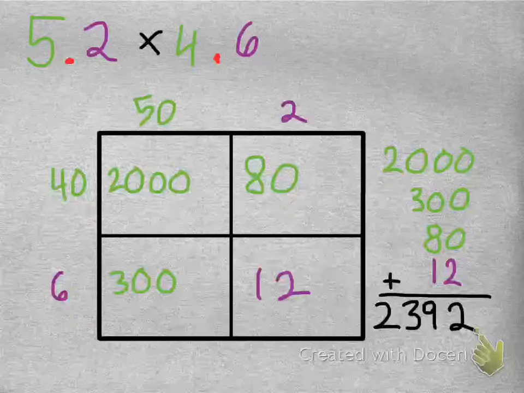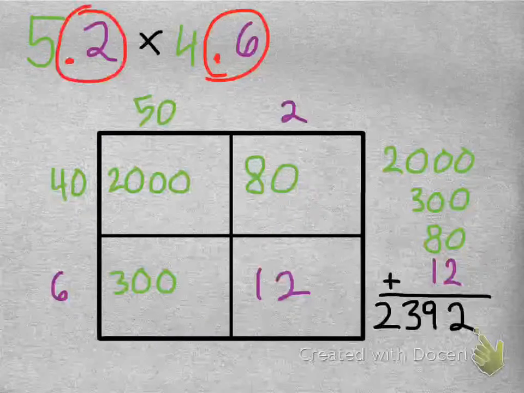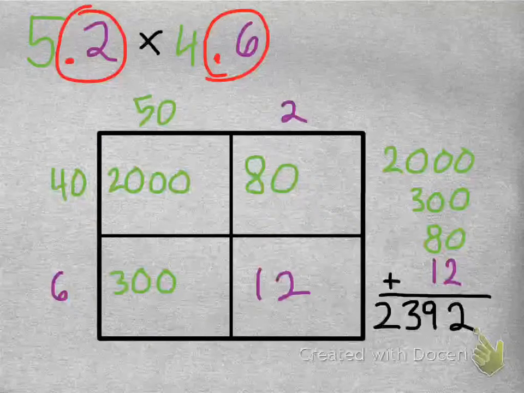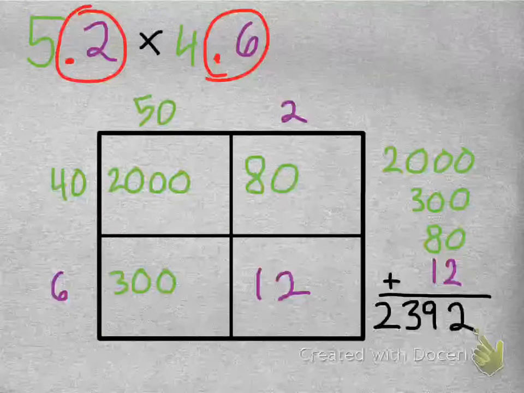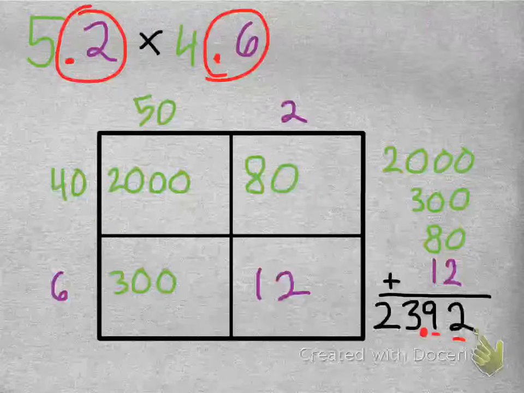I go back to my original problem, which isn't 52 times 46, it's 5 2/10 times 4 6/10. And in that problem, I'm going to count up all the numbers that are behind the decimal. So I have 6 and I have 2. I have two numbers in the whole problem that are behind the decimal. So in my answer, I have to have two numbers behind the decimal, in which case I'll have 23 and 92 hundredths.